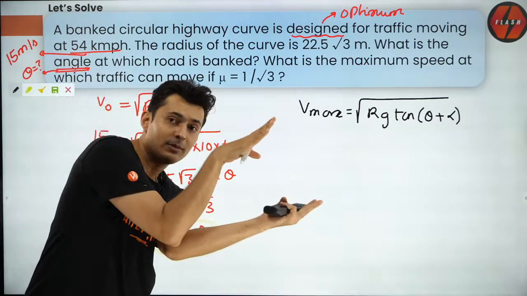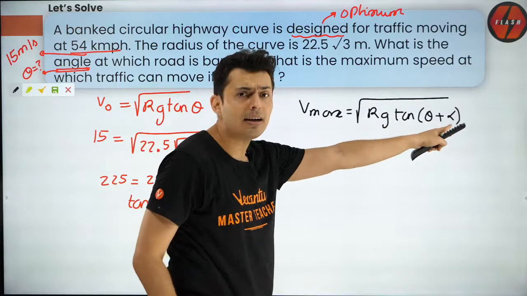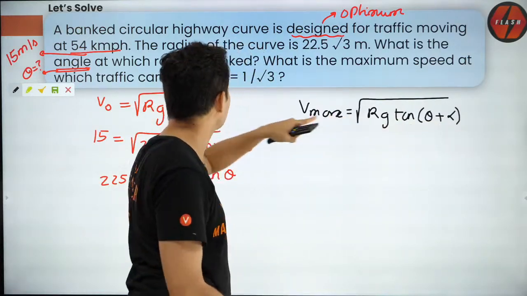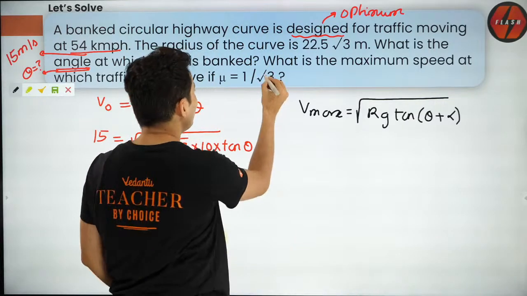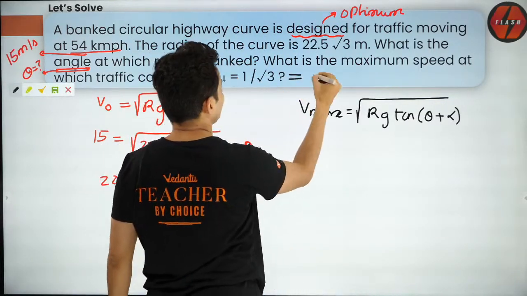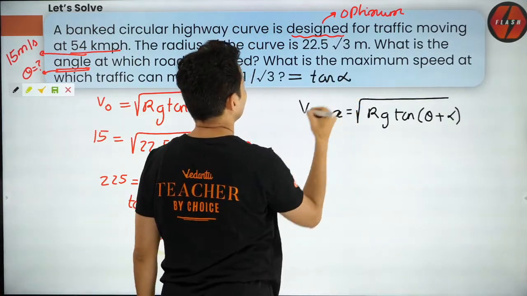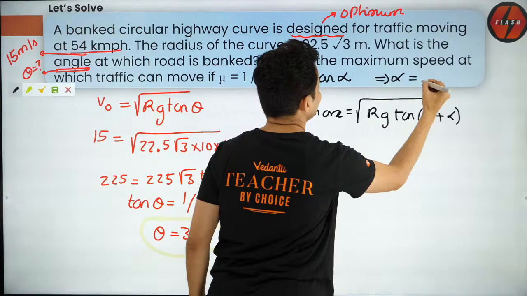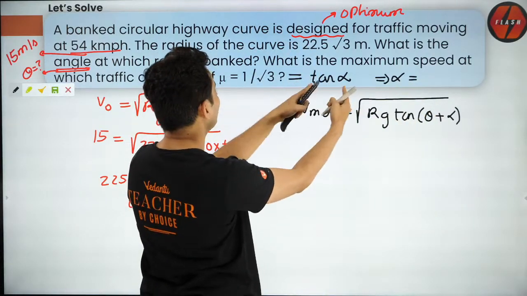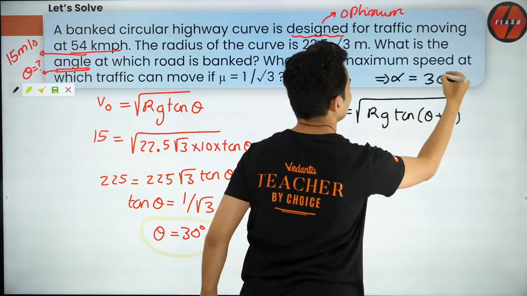That's the angle at which the road is banked. But what is alpha, guys? What is alpha? Angle of repose. Is alpha given somewhere? Well, indirectly. From mu, think about it. Mu is actually tan alpha. Yes, mu is tan alpha. So can you guess what alpha is? Well, coincidentally, alpha is also 30 degrees.